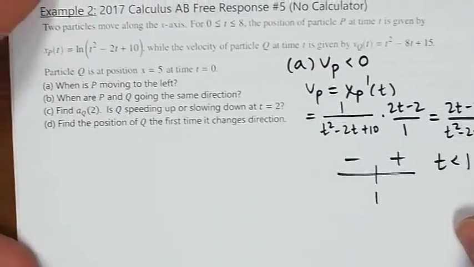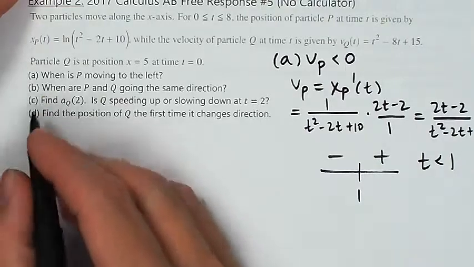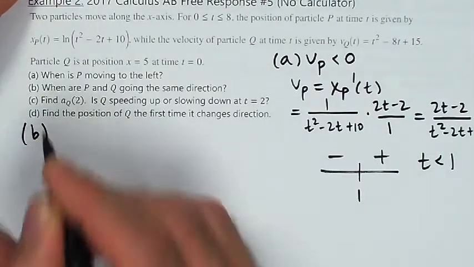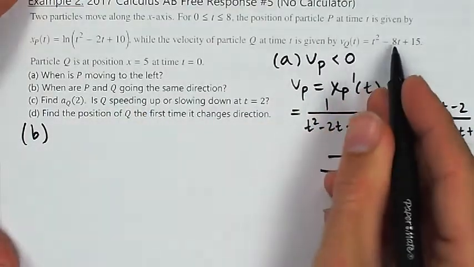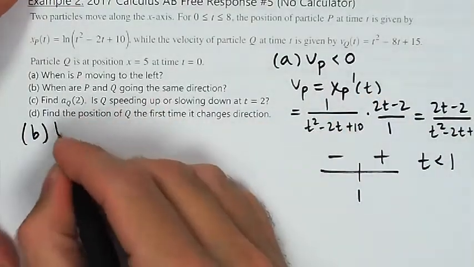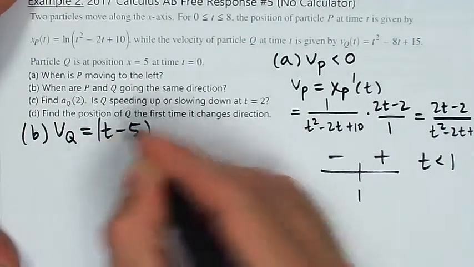All right. When are P and Q going in the same direction? Okay, so I'm going to need kind of a sign chart for Q. On the other hand, t squared minus 8t plus 15, I can factor that. And that's t minus 5 times t minus 3.